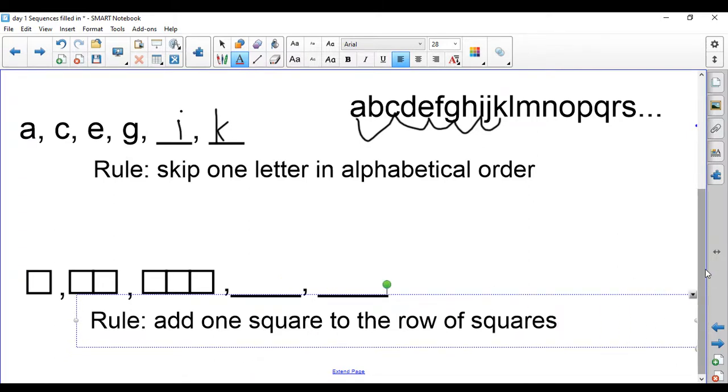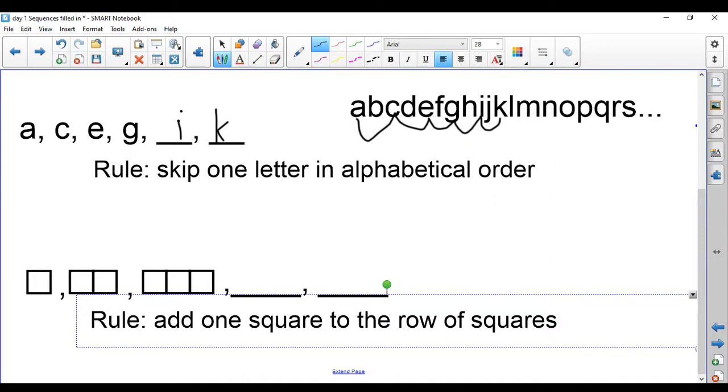I'm going to try and draw this. We'll see how it goes. Here, I would need a rectangle with 4 squares lined up. And then my next one would have 5. And so on. All of these examples are different types of sequences where you can write your recursive rule showing how to go from one term to the next and also find the next 2 terms in your sequence.